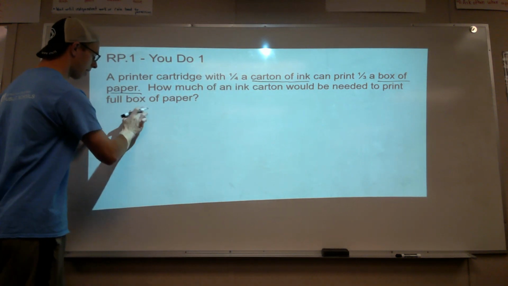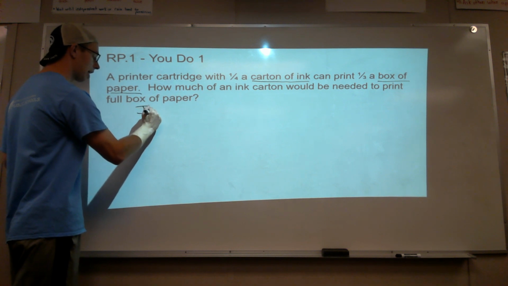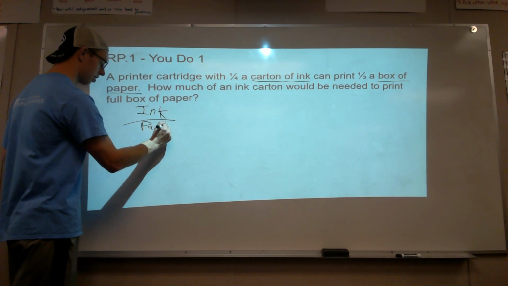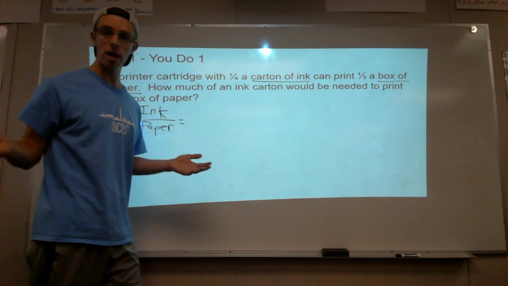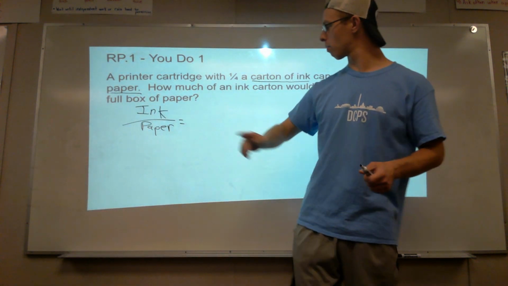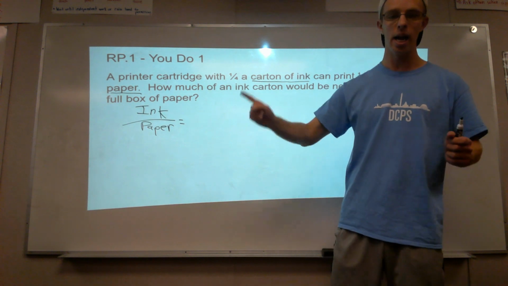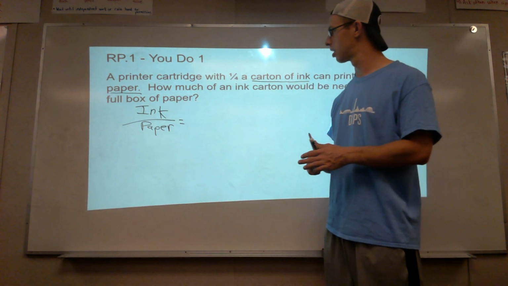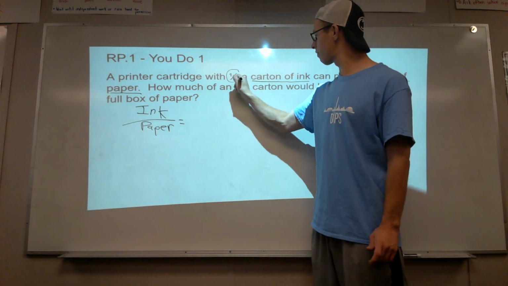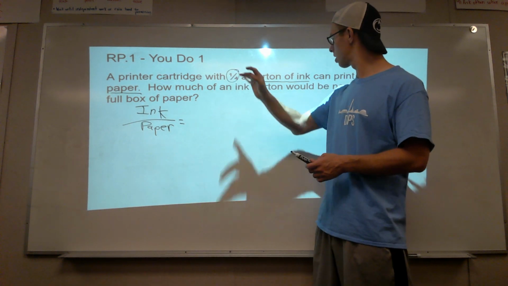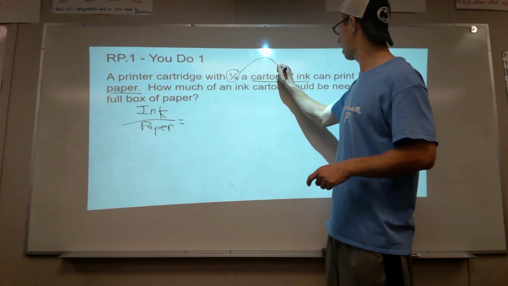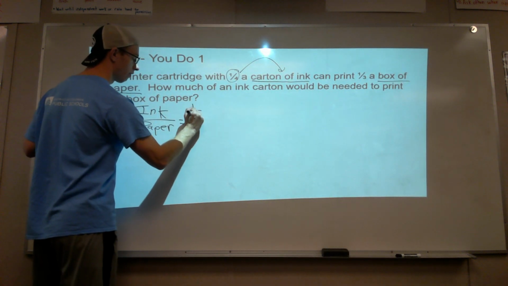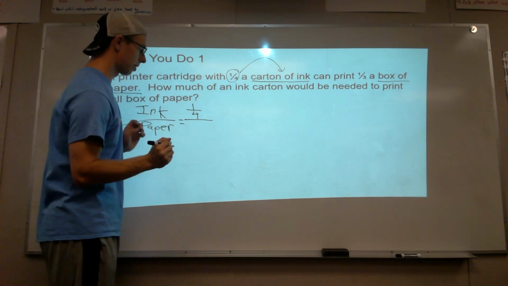So those are the two things I'm talking about. And I'm going to write out that ratio here. I'm going to write ink over paper. Again, you might have written paper over ink. It does not matter what goes on top and what goes on the bottom, as long as once you decide, you stay consistent. So let's get to it. 1/4, well, that goes with ink. So since ink is on the top for me, 1/4 also needs to be on the top.